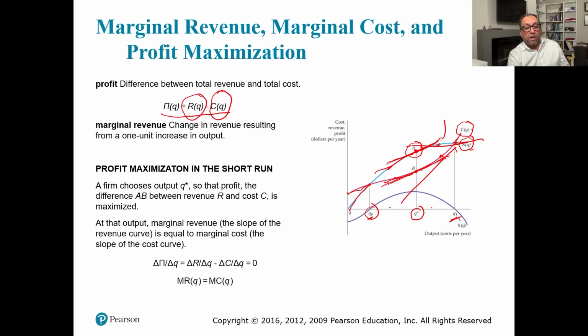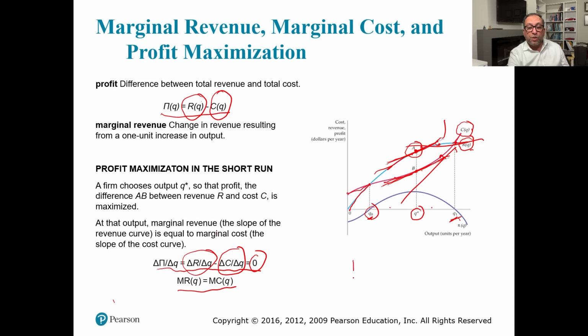So we can say that a firm chooses a quantity Q star, that's the ideal point, so that the profit difference between A and B, revenue R and cost C, is maximized. At this point, the marginal revenue, the slope of the revenue curve, is equal to the marginal cost, the slope of the cost curve. So this is our marginal revenue and this is marginal cost. At this point, their difference is 0. Or we can write it as marginal revenue is equal to marginal cost.